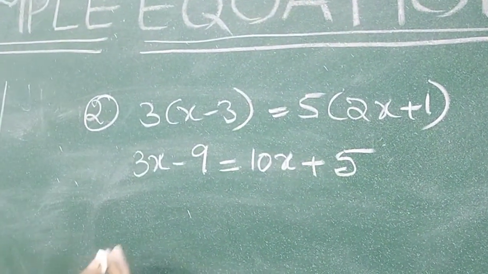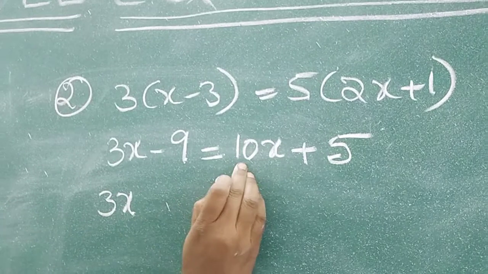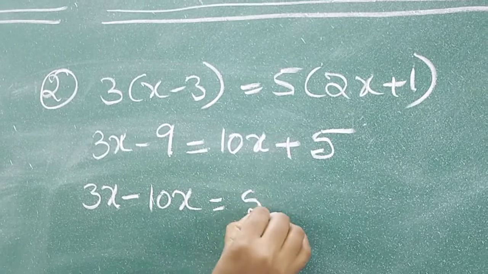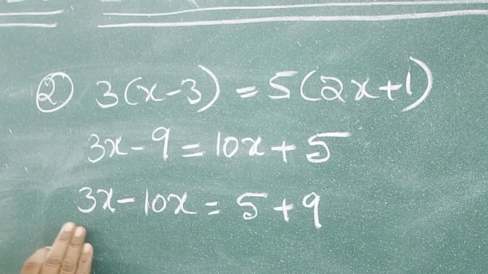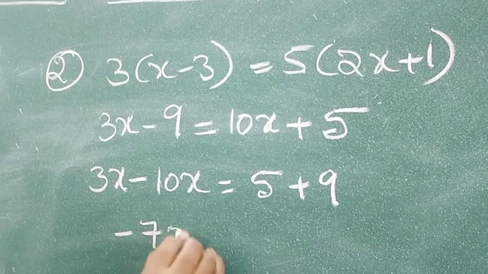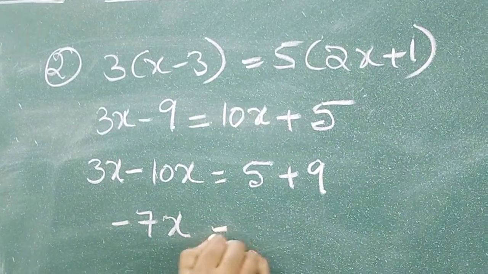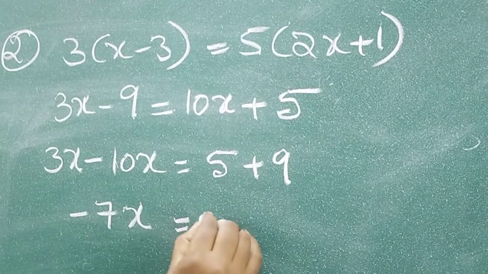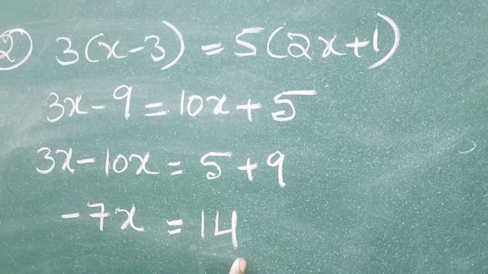Next, separating the variables. 3x and 10x: 10x becomes minus 10x; 5 and minus 9: minus 9 becomes plus 9. 3x minus 10x, that is minus 7x. 9 minus 9 plus 5, that is... 5 plus 9, that is 14.